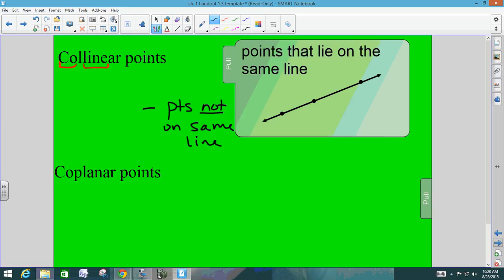Points that are not on the same line, E, W, and L, I cannot connect E, W, and L with one straight line, are called non-collinear. Non-collinear points, not on the same line. Point W, point E, and point L would be non-collinear. There's not one line, not one piece of string that would stay straight that would connect W over there to L and E over here. Non-collinear.